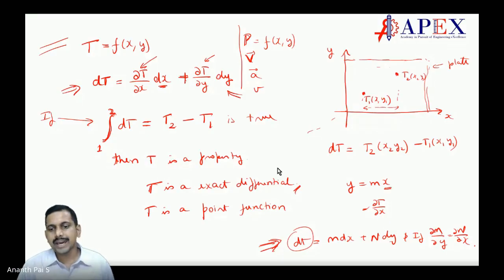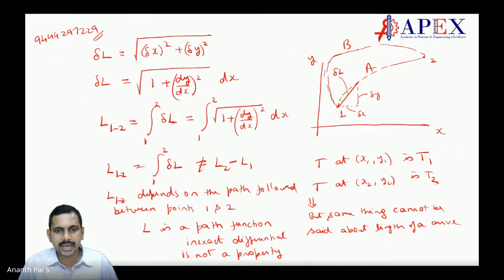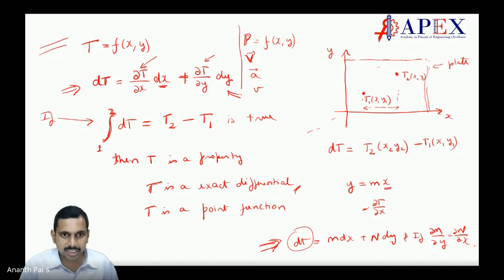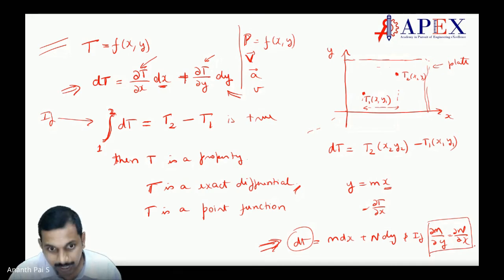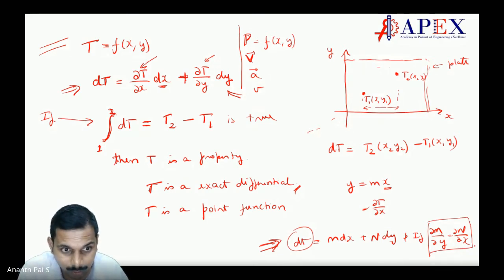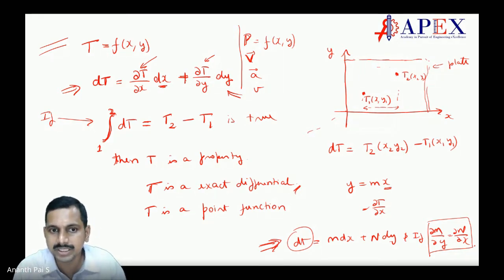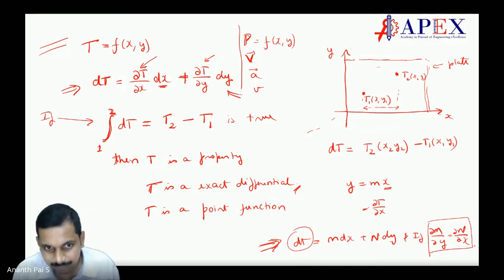About how exact and inexact differentials work, correct? So when we say exact differential, we took an example, okay? If it is an exact differential, the first thing that happens is ∂M/∂y is equal to ∂N/∂x. The second thing about an exact differential is that when you go from 1 to 2, the integral of dT is equal to T2 minus T1. This can be said about an exact differential, okay?